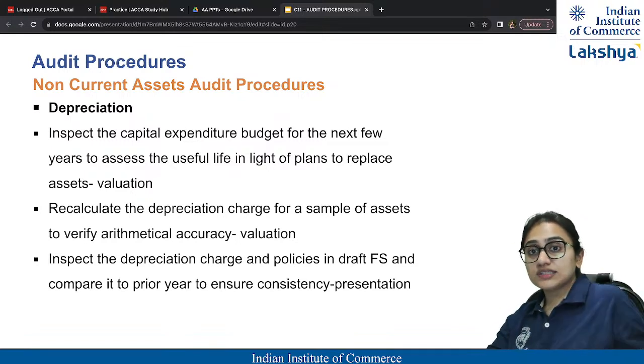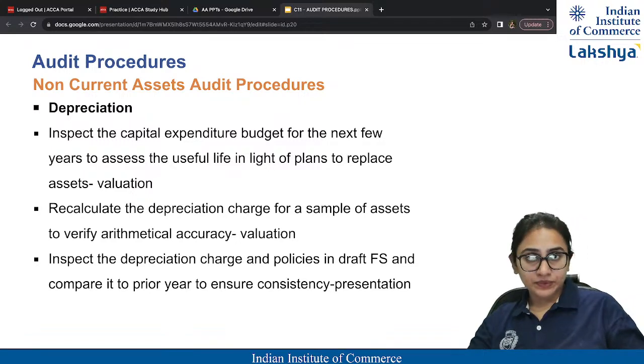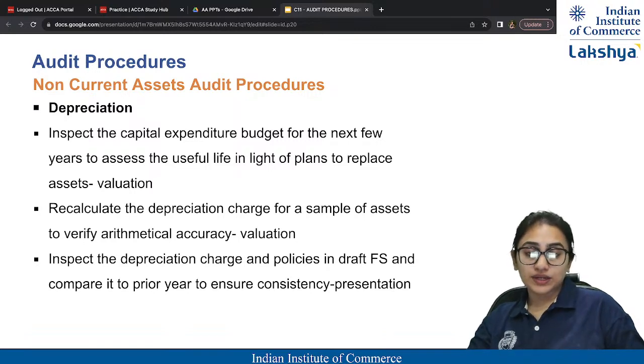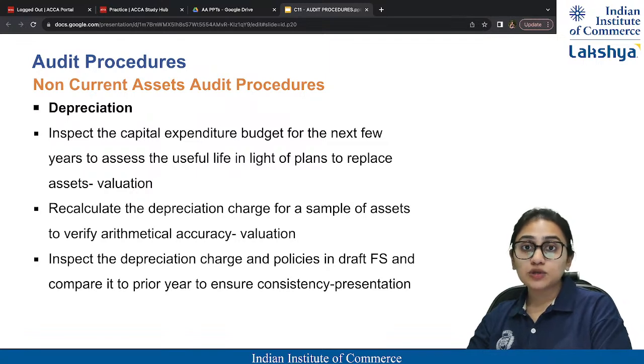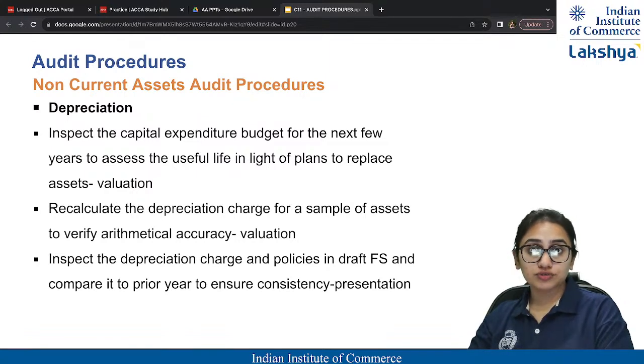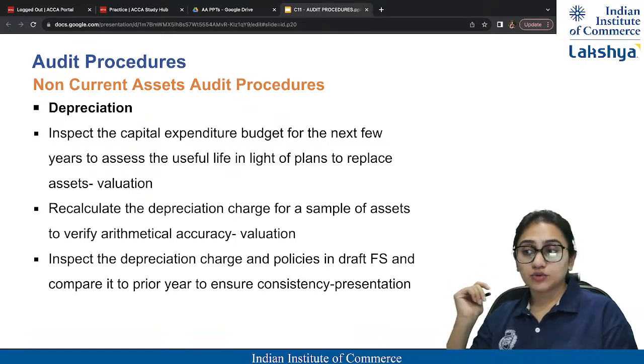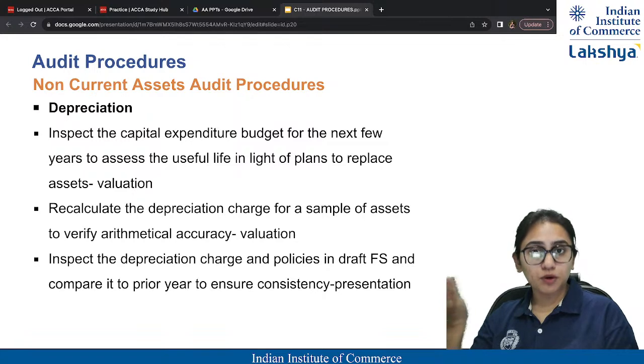Now depreciation is something that is going to be calculated by the company. Yes, but again we're not going to trust whatever the company does. So for a sample of assets, we're going to recalculate and verify the arithmetic accuracy. Then inspect the depreciation charge and policies in draft financial statement and compare it to prior year to ensure consistency. Now, the method that you're using for depreciation has to be consistent over the years. Every year, you cannot get up and say, no, this year I'm doing straight line basis. No, this year I'm doing reducing balance method. It's not allowed as per the policies.